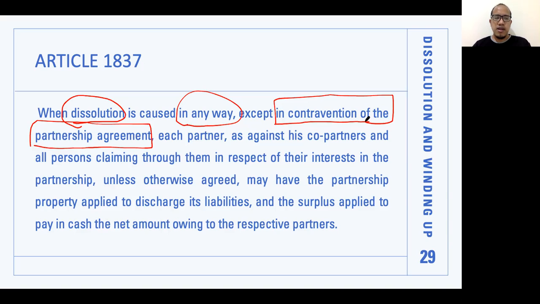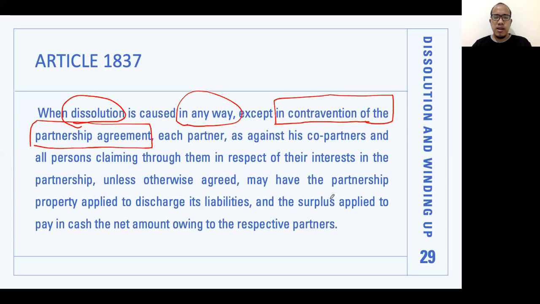Since it is not in contravention of the partnership agreement, this portion of Article 1837 will apply. On the other hand, for example, they agreed on a partnership which will run for 50 years. That's the agreement. And then there's this one partner na ayaw niyang hintayin yung 50 years. Sabi niya, dissolve ko na to ngayon. Again, we have learned before that actually can be done. We cannot prevent a partner from disassociating him or herself from the partnership.